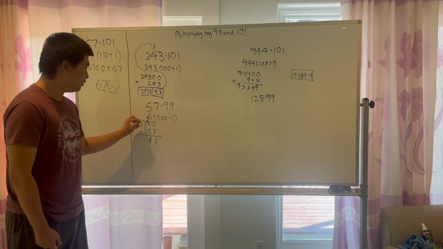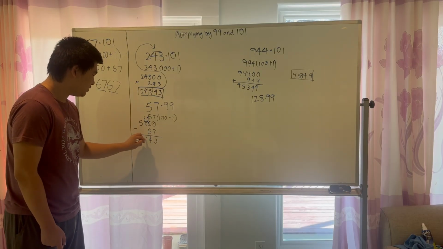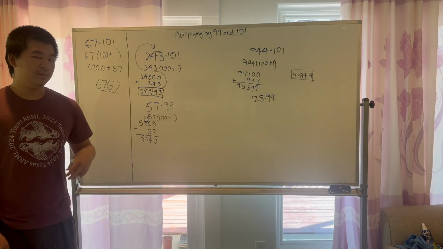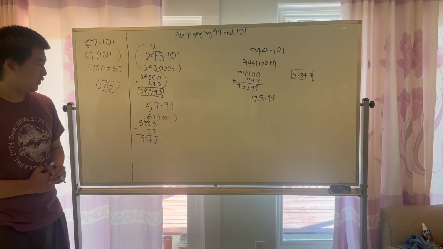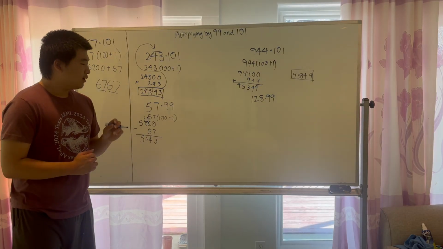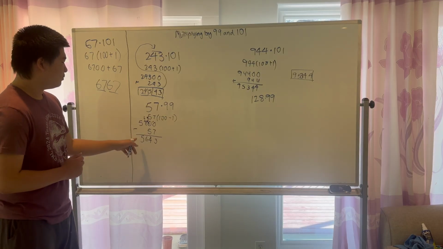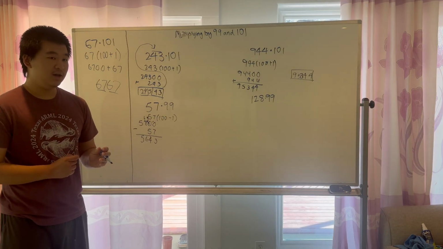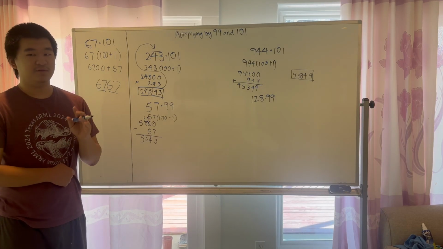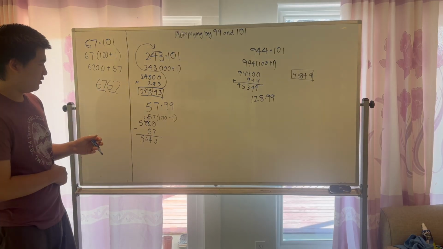And then we'll have 7. Well, the 7 got borrowed, so it's 6. We'll have 6 and 5. So my answer will be 5,643. And again, the difficulty in this problem is really just the subtraction. If you can do 100 minus 57 in your head, this is a lot easier.